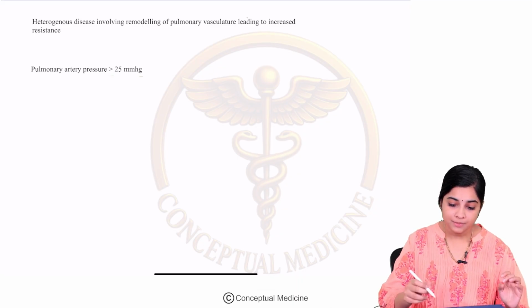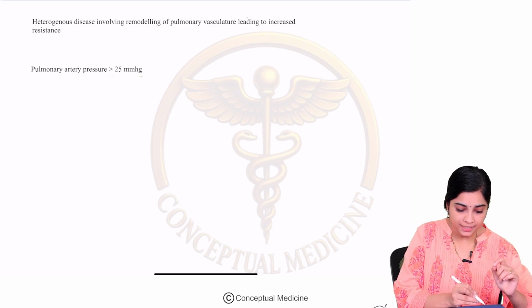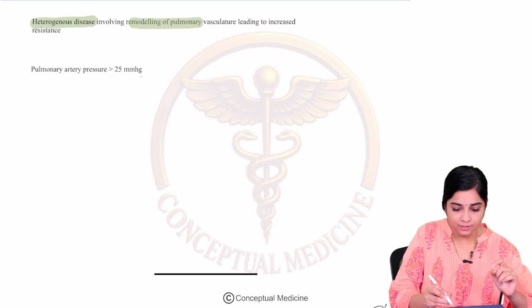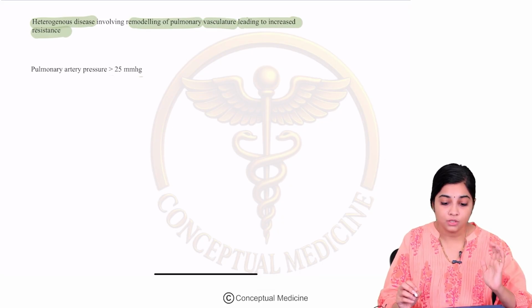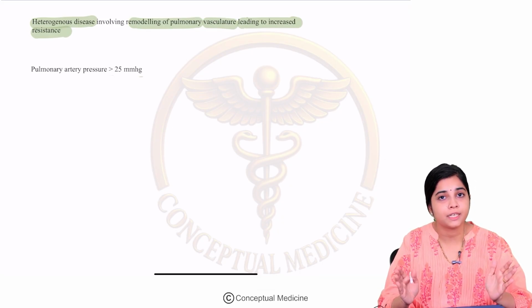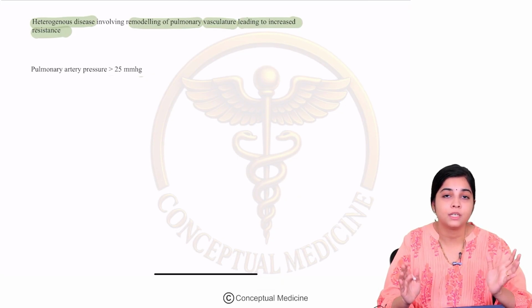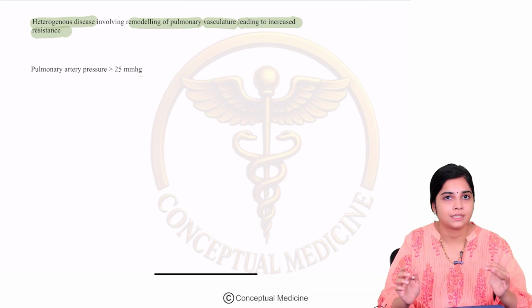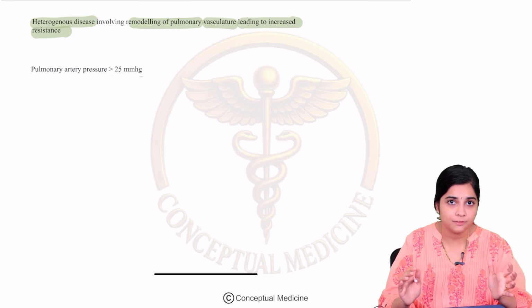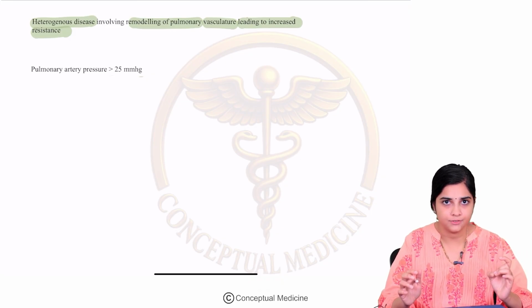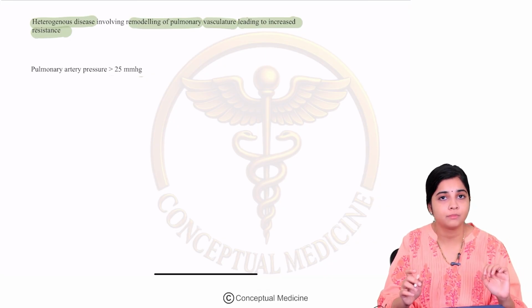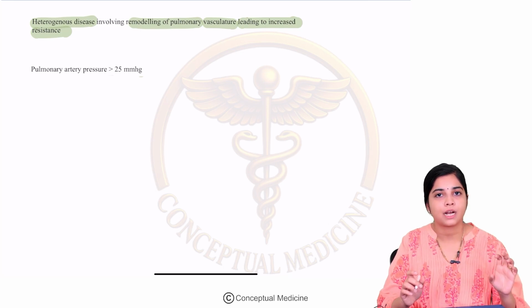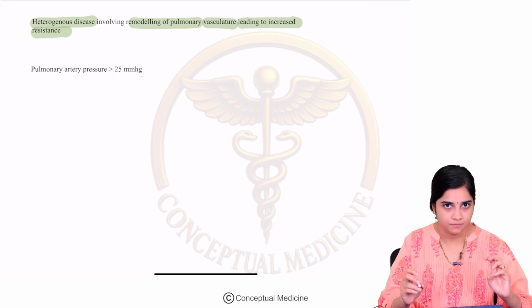Okay, so pulmonary hypertension, as per definition, is defined as a heterogeneous disease involving remodeling of the pulmonary vasculature, which leads to increased resistance within the pulmonary vessels. The most common causes are that it is most often secondary to a chronic left heart disease or due to an underlying pulmonary disorder, right? So any problem with the lungs or any problem with the left side of the heart can result in pulmonary hypertension as well. Whenever there is development of pulmonary hypertension, which side of the heart is predominantly affected? It is the right side. So the RA and the RV are the most common chambers which are affected.